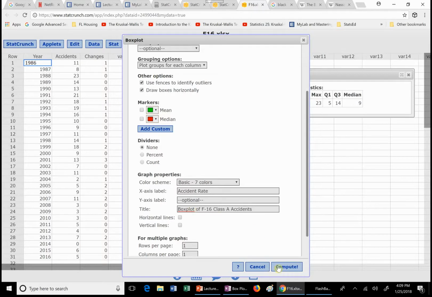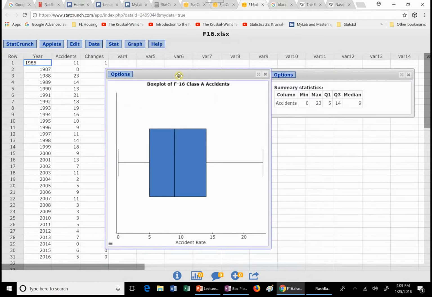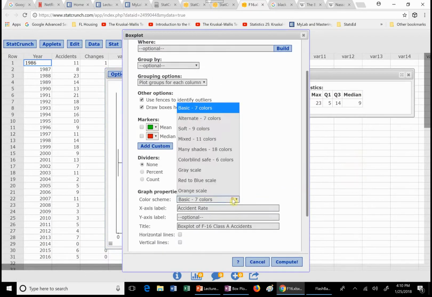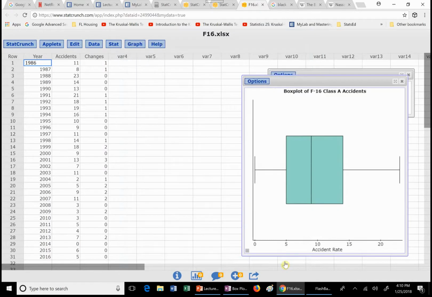Okay, and you hit compute. And the default color is kind of ugly. It's like a blue, and it's actually really hard to see that line. So if you want to make it a little nicer, you can edit it and change the color from 7 colors to something soft. And then it looks a little bit nicer. Looks good. All right. Good deal.